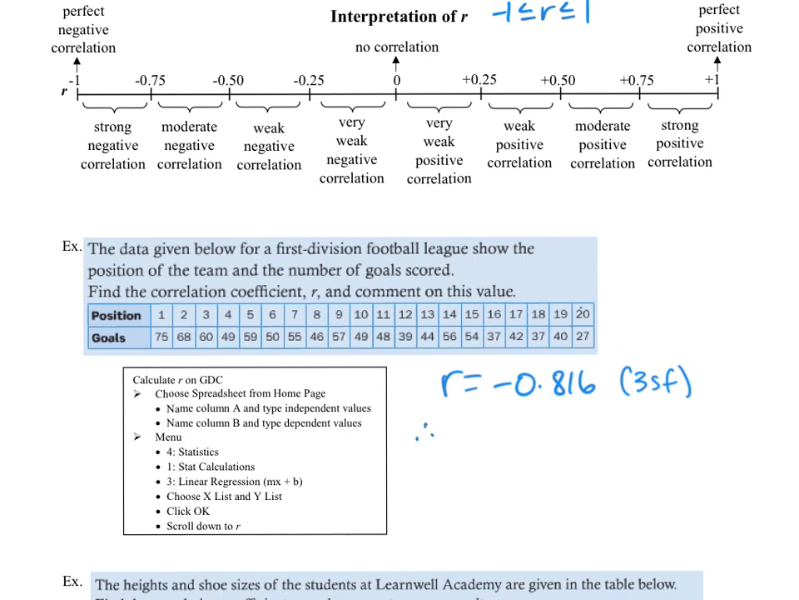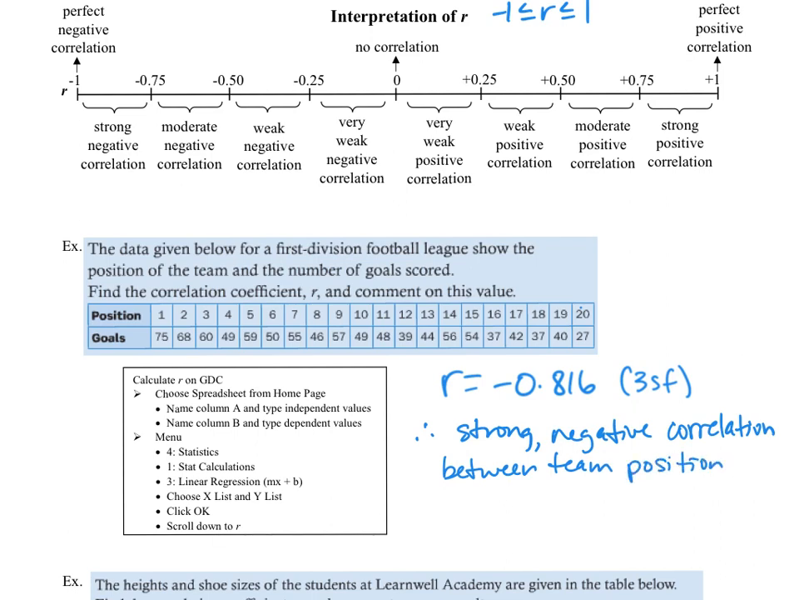Therefore, there is a strong negative correlation between team position, or ranking, and number of goals.